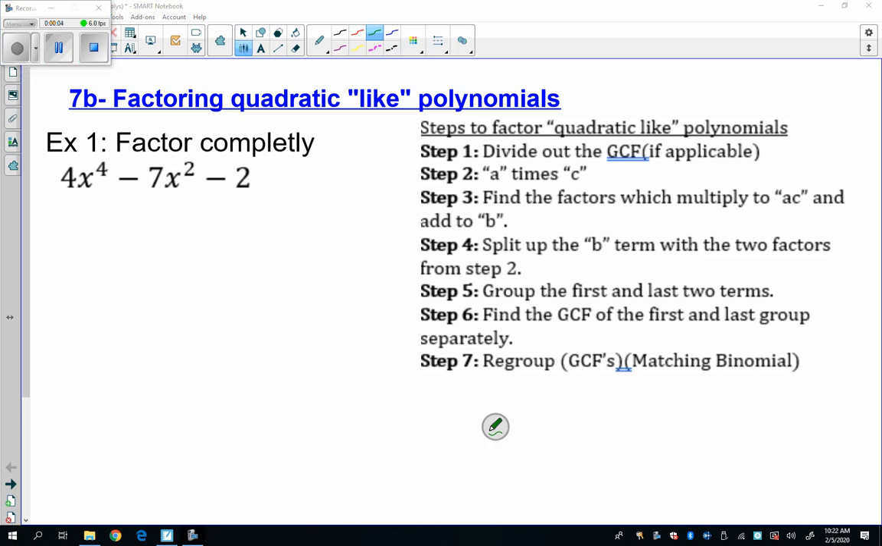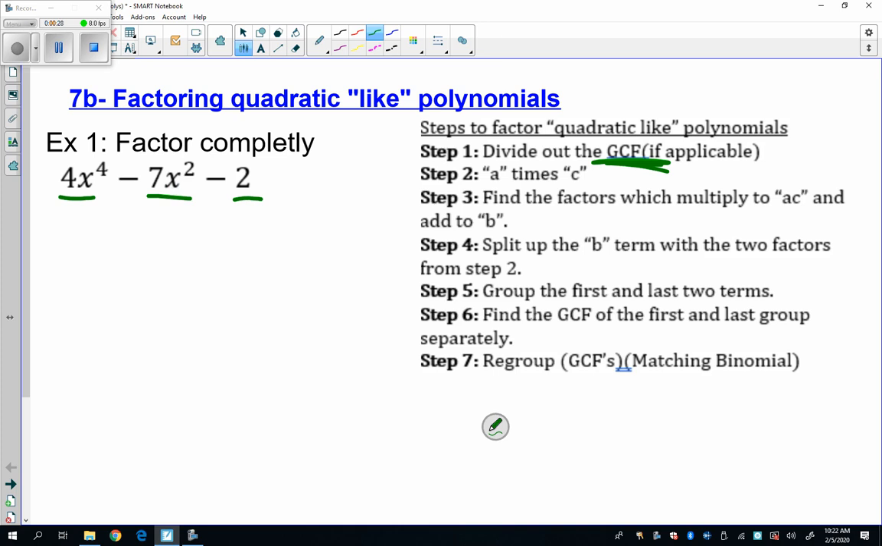So it's a quadratic-like polynomial. Over on the right side here, I have the steps to factor. First thing would be to divide out the greatest common factor, if you have one. We look at all three terms to see if there's something we can divide out of them. There's not anything we can divide out of all three terms, so we skip that step in this case.